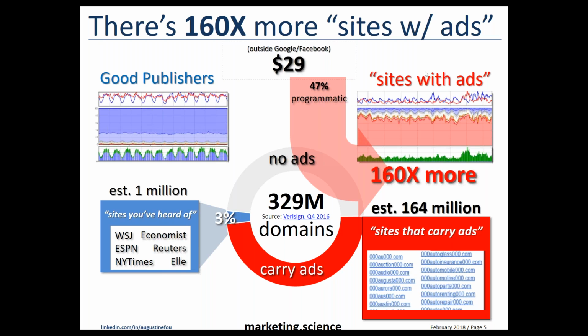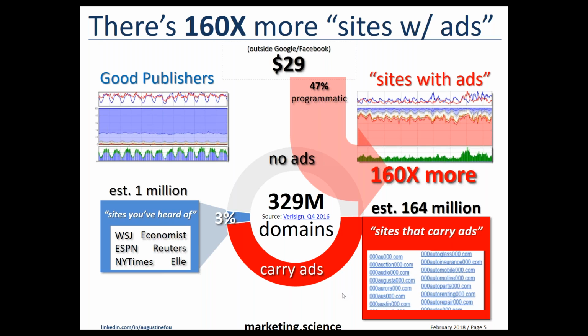So if you assume that only half of them carry ads, like about 160 million more, those are the sites that if you look at some of the domain names on the bottom right, you'll see these are entirely fake domains, right? These are created solely for the purpose of carrying ads, right? So now you can see there's 160 times more sites that are designed solely to carry ads, not to generate good content for humans to read and attract a human audience, right? So this is what you are competing against.